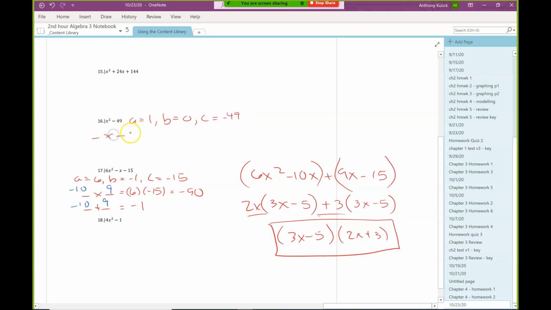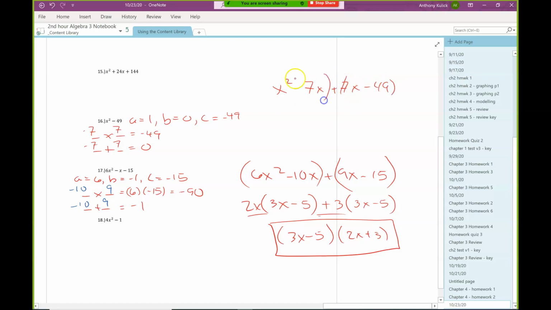So I need the two numbers that multiply to give me -49, 1 times -49, and add to give us 0. Yep. No, you're right. Yep. So -7 and +7 are the two numbers you need. Very good.